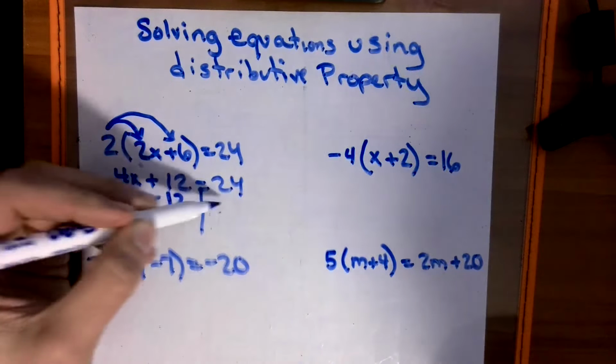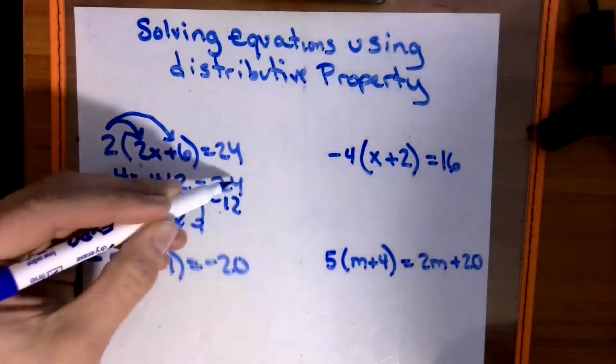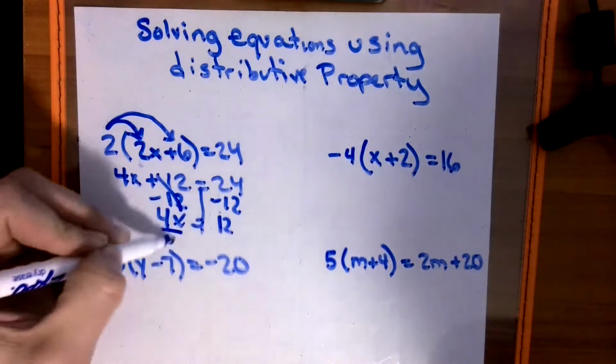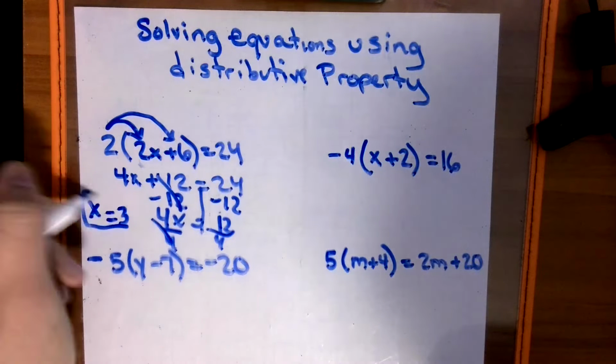We do the opposite of adding 12, which is subtracting 12. We're left with 4x. We do the math here, which gives us 12. We divide by 4, and we get x equals 3.